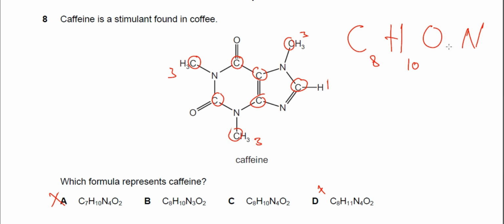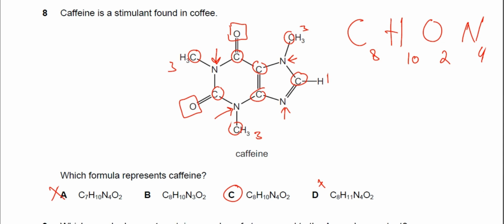So we have to count the oxygen atoms. How many oxygens are there? 1 and 2 only. So there are only 2 oxygen atoms. Both still remain a choice. So 2 oxygen atoms. How many nitrogen atoms are there? 1, 2, 3, 4. So there are 4 nitrogen atoms. So we can say C is the right answer. C is the right answer. Is it clear?